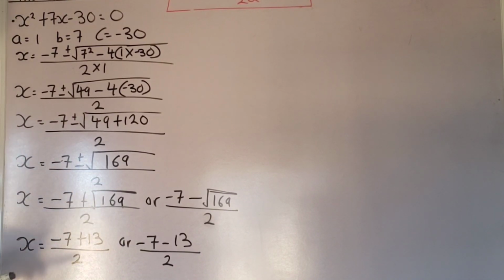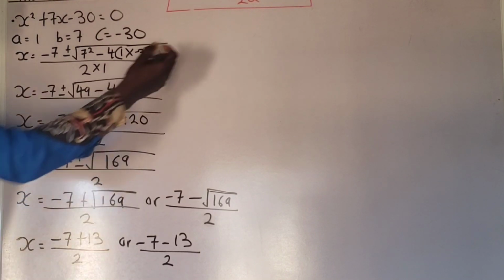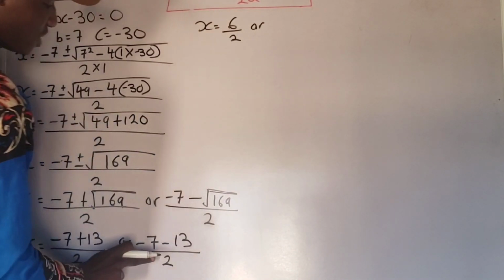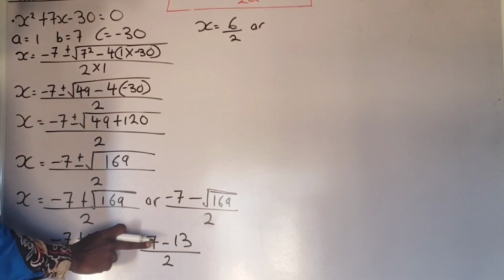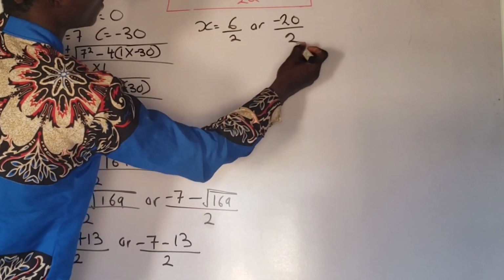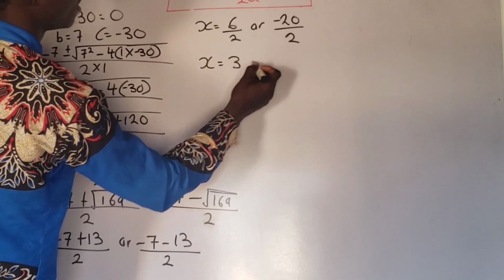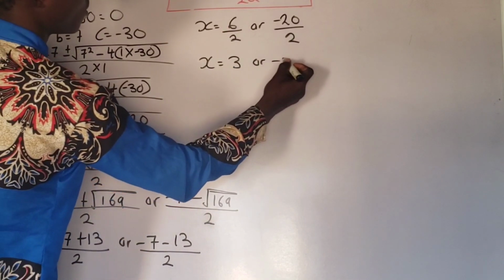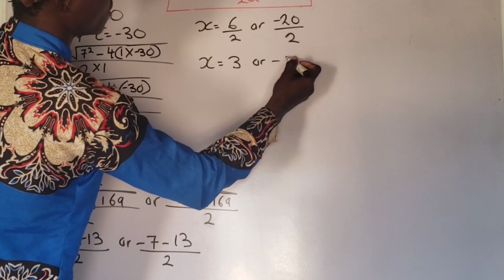Negative 7 plus 13, what will be the answer? That will be 6. It's just as if saying 13 minus 7, that will be 6. So for this, I'm going to have 6 all over 2. Let's put it here: x equals 6 all over 2. Or, for this one, I'm going to have negative 7 minus 13, that will be negative 20. So I'm going to have negative 20 all over 2. So here, x equals 3, or negative 20 divided by 2, that will be negative 10. So x equals 3 or negative 10.